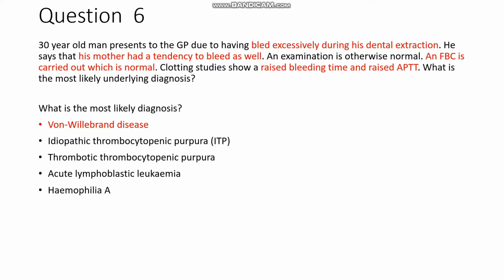On examination, a full blood count is absolutely normal. Well, absolutely, in von Willebrand's disease, we're not going to see a thrombocytopenia because, remember, our platelets are fine, we're missing our von Willebrand factor. He has a raised bleeding time because von Willebrand is involved in primary hemostasis, and a raised APTT because it helps to shuttle around factor VIII around the body.